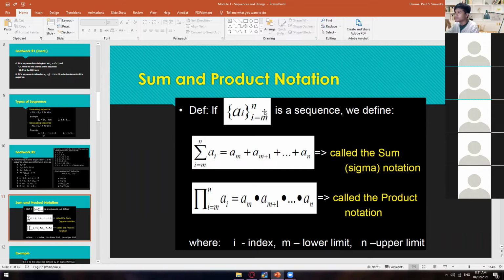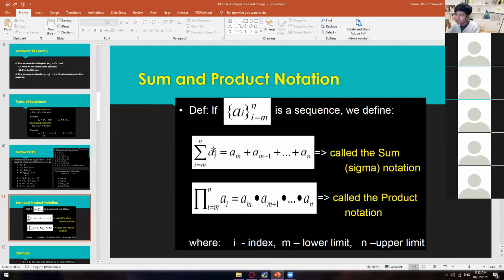Okay, so as you can see, i is equal to m, and then we have here the letter n. So this is the range of the given formula or given notation. So i here is the index, wherein it always starts at the lower limit. So for example, this one is ranging from 1 to 20. So your m here is equal to 1, and then n is the upper limit, which is 20. Meaning, you have to get the sum of 1 to 20, or you have to get the product of 1 to 20.